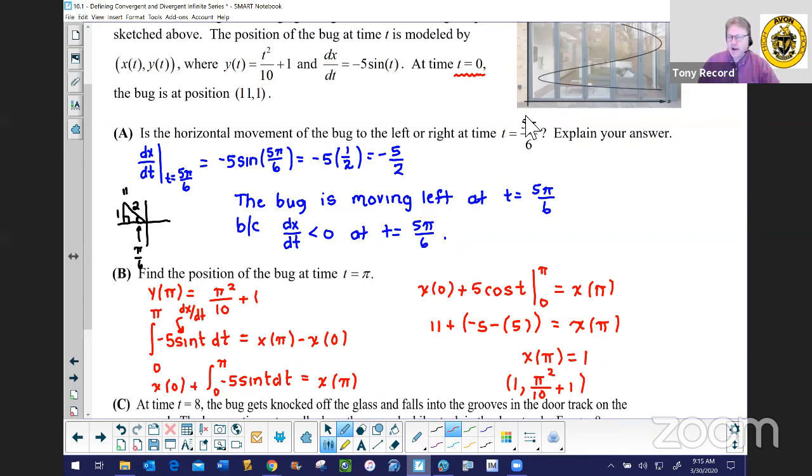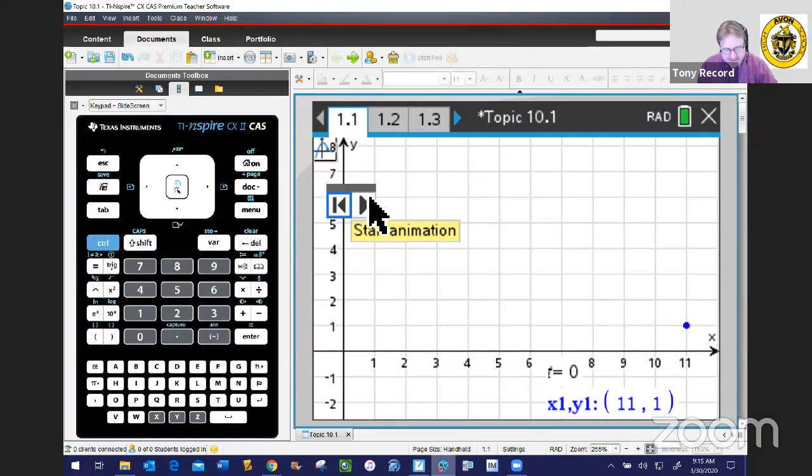I want to try to stop this motion and see what's happening. I worked 5 pi over 6 out before the video and got about 2.6 as a decimal approximation. So if I can set this in motion, I'm going to try to stop this when the time right here is 2.6. Let's see if I can do that. Oh, this is pressure. Hey, I got it done.